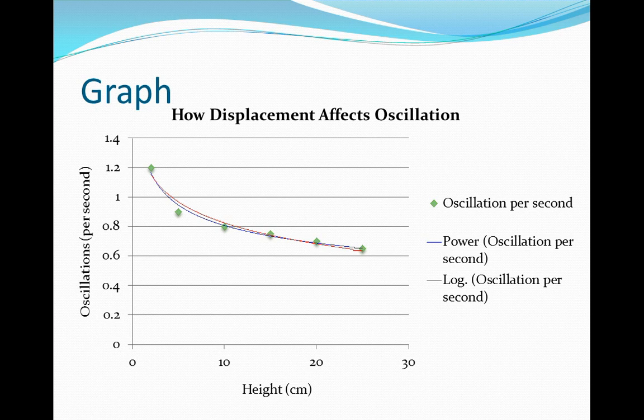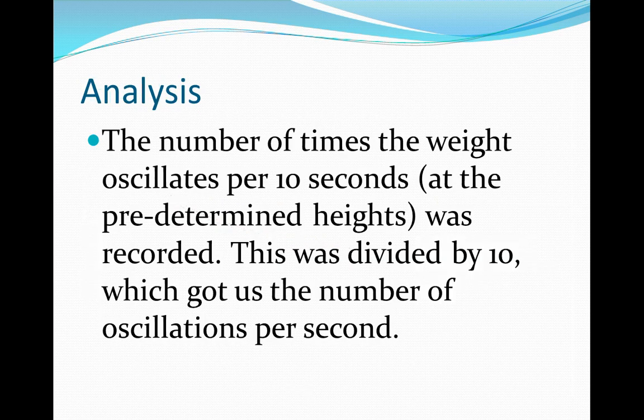On the y-axis, it's the oscillations per second. On the x-axis, it's the height. The number of times the weight oscillates per 10 seconds at the predetermined heights was recorded. This was divided by 10, which gives the number of oscillations per second.